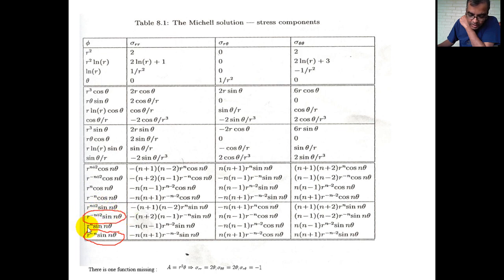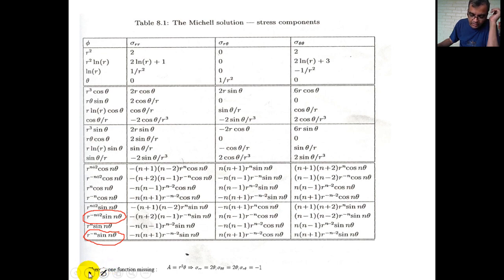Why am I not picking these other two? The reason is they are growing with R. I don't want things that will grow with R. I want the stresses to die with R. I don't want stresses to grow with R, because these are only local corrections. You know, this is local stress concentration. So I want local corrections. So that's what we are going to pick.